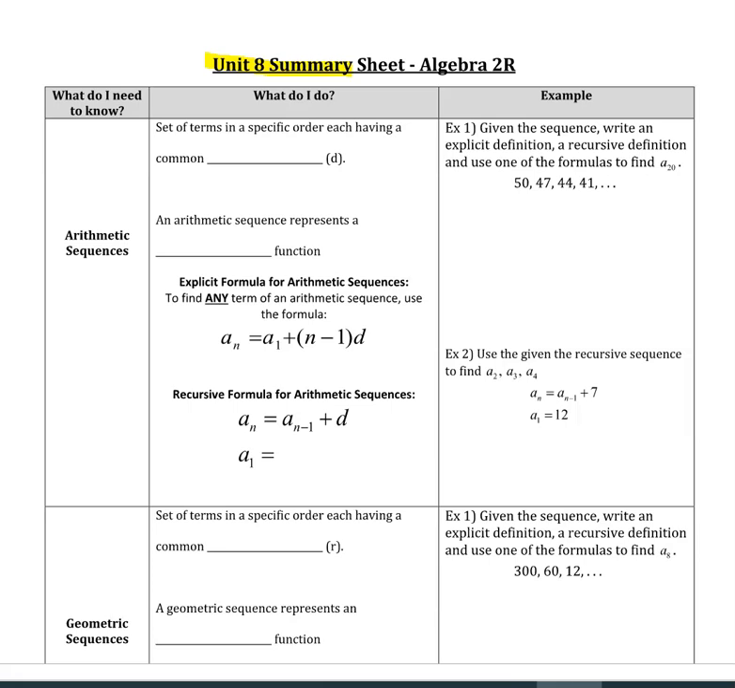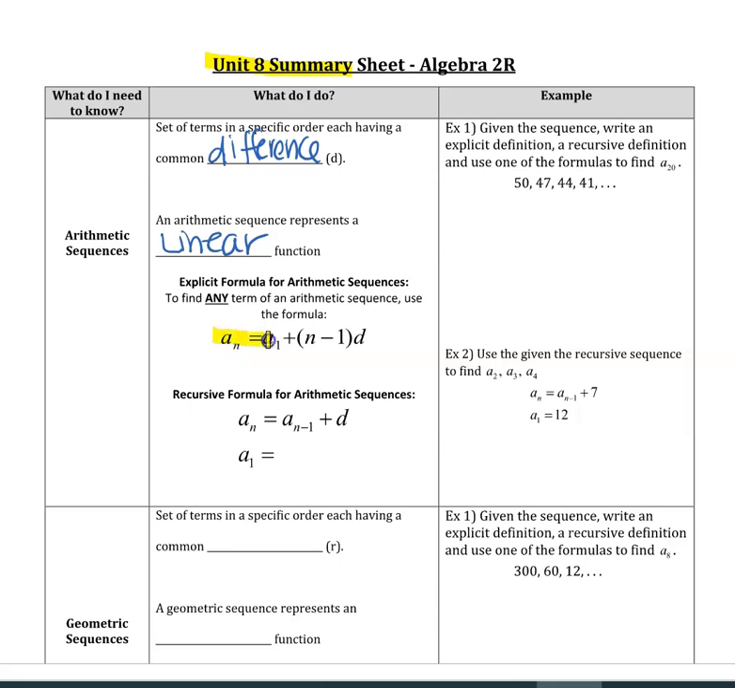So first of all, let's talk about the difference between arithmetic and geometric sequences. An arithmetic sequence is a set of terms in a specific order having a common difference that we call D. An arithmetic sequence represents a linear function, and there are two formulas that you will need to know how to use when it comes to arithmetic sequences.